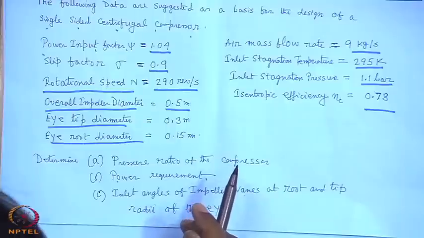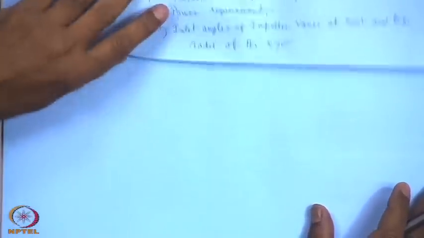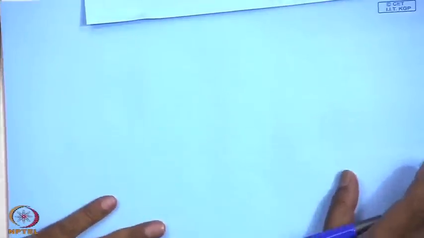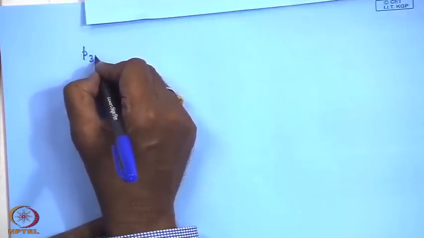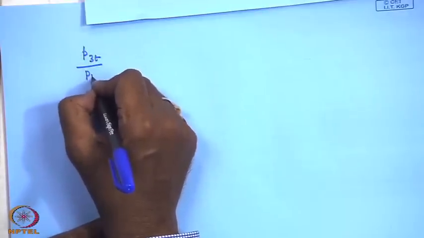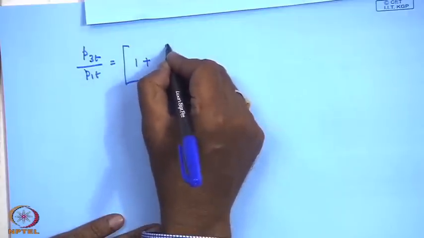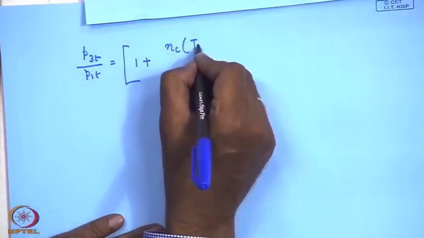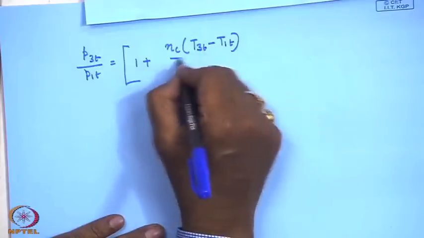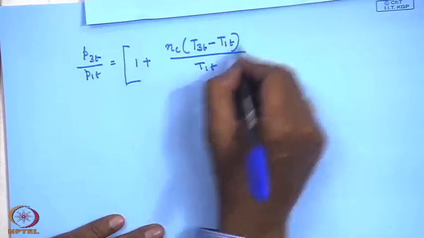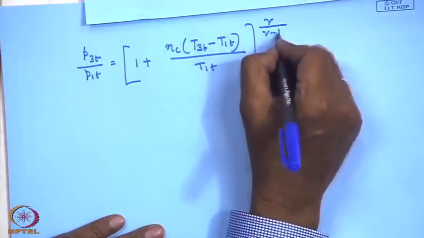How to find out the pressure ratio? Now, to find out the pressure ratio, what we have to do? Let us again write the pressure ratio formula. If you write the pressure ratio, now I write P3T by P1T is equal to, in terms of the stagnation temperature rise, I think this you know, again and again I am writing. Just now I have discussed this, that the stagnation or total pressure ratio.